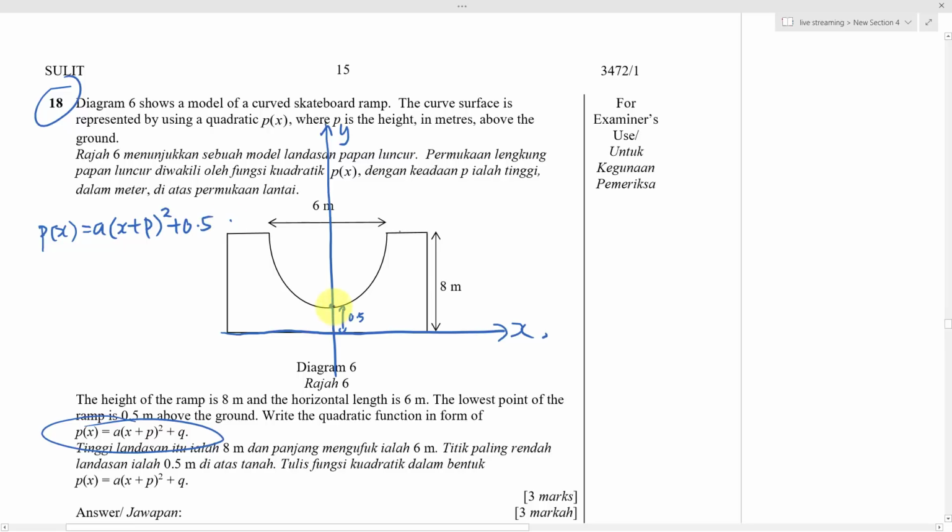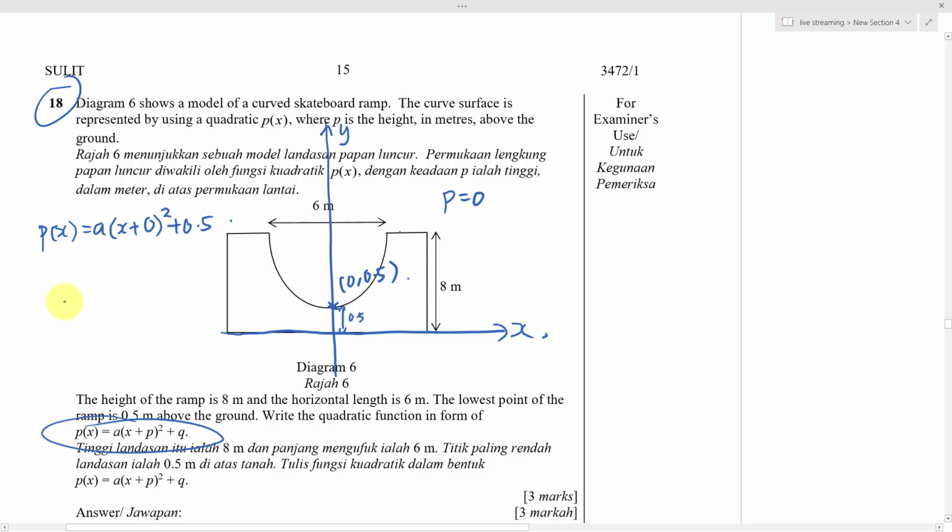Because this 0.5 must be my minimum y value, isn't it? It's just 0.5. And if the y-axis is at the middle, then my p is just 0, because your minimum point is over here. This minimum point is (0, 0.5). Then I can find a easily if this one is 0, so plus 0 squared.